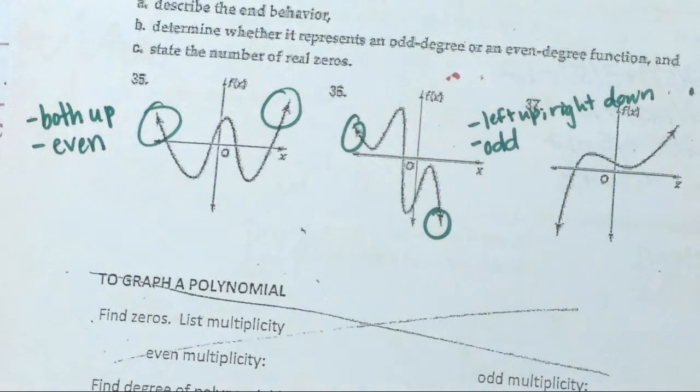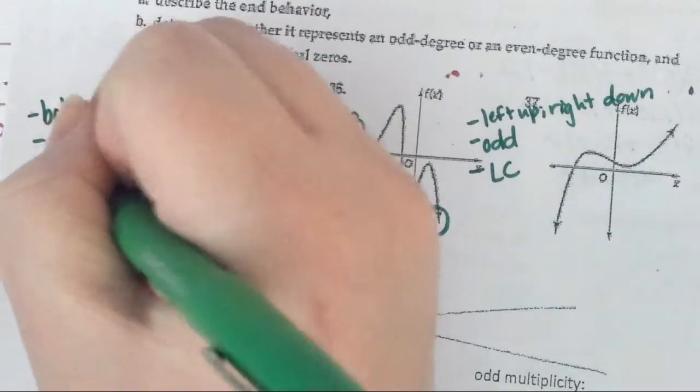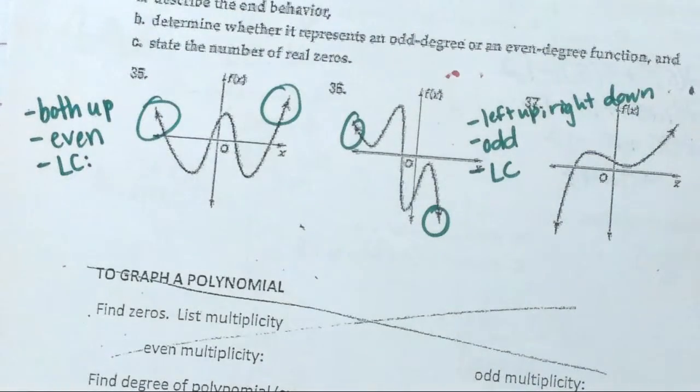Okay, then they ask us also to just state the number of real zeros, but before we do that, I can even tell you about that leading coefficient. The leading coefficient on number 35, is it positive or negative? Look at your graph. Is it a W or is it an M? It's a W, so the leading coefficient is positive.